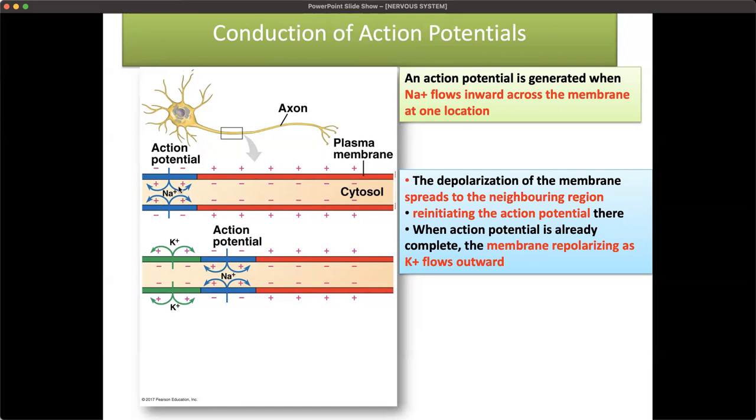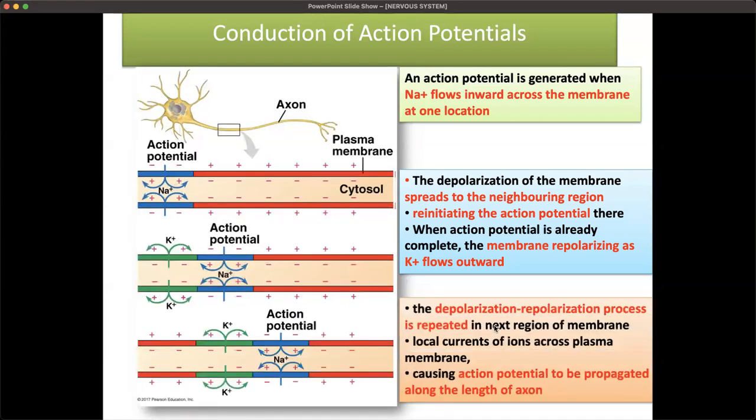The action potential is going to move from one region to another. So when the action potential reaches the next region, the previous area is going to go back to the resting state. The depolarization and repolarization process is repeated in the next region. The local current of ions across the plasma membrane causes the action potential to be propagated along the axon. Do you see, and then go over here. The blue region has reached here, and then next it is going to reach over here. So one by one.